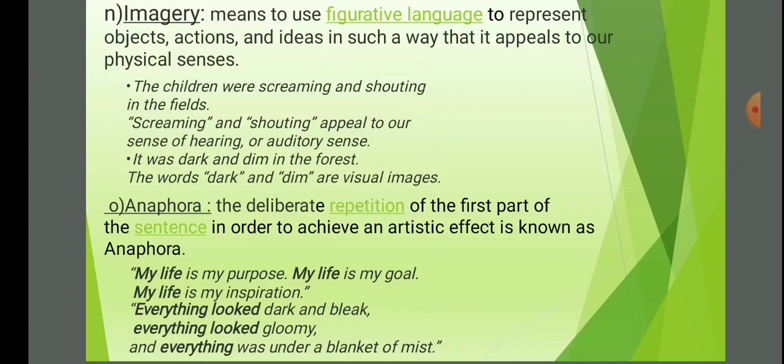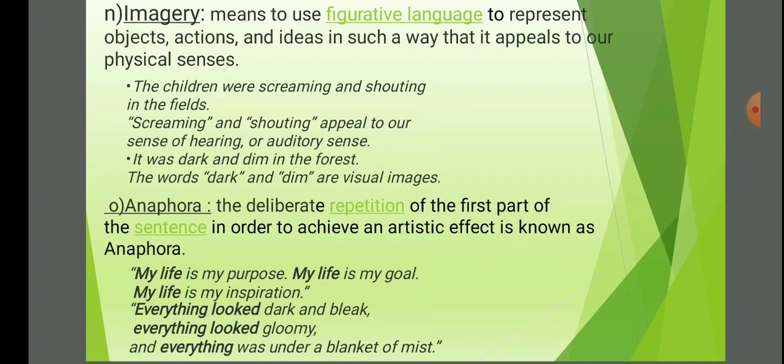Next figure of speech is anaphora. The deliberate repetition of the first part of the sentence in order to achieve an artistic effect is known as anaphora. Deliberate means willingly, the poet adds repetition of words in the first part of the sentence to achieve an artistic effect, means to give an effect, an impression while reading, and that is known as anaphora.